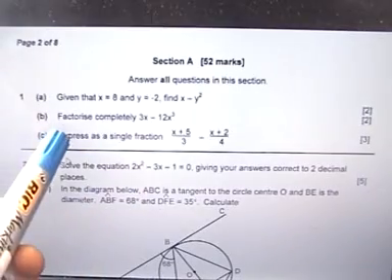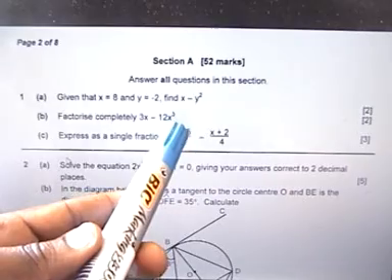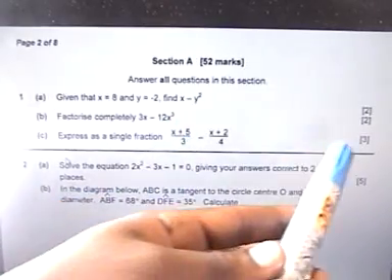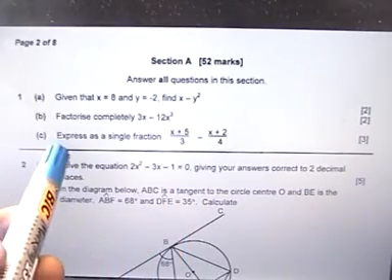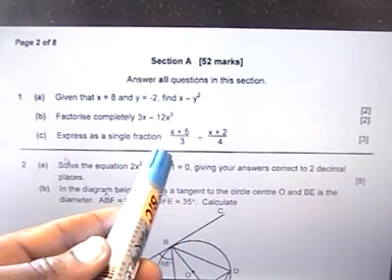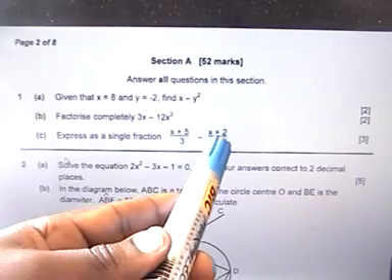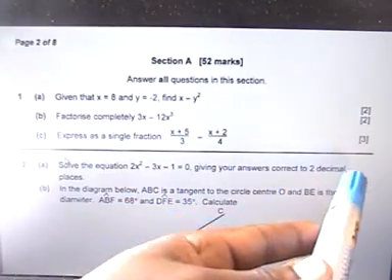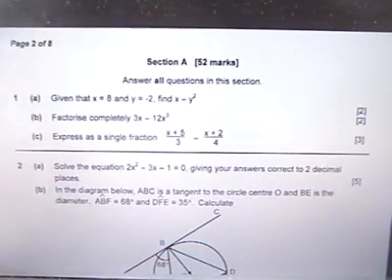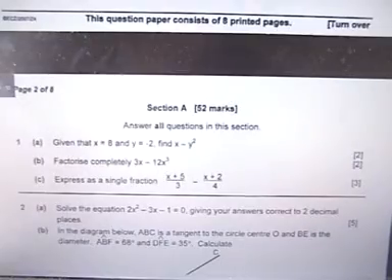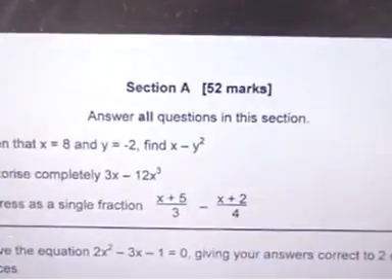Then B is: factorize completely 3x minus 12x to the power 3. The number of marks again, 2 marks. And when it comes to question C, it is: express as a single fraction, (x plus 5) divided by 3 minus (x plus 2) divided by 4. Number of marks, 3 marks. So let me show how this can be treated. This is not all that difficult, but simple and straightforward.